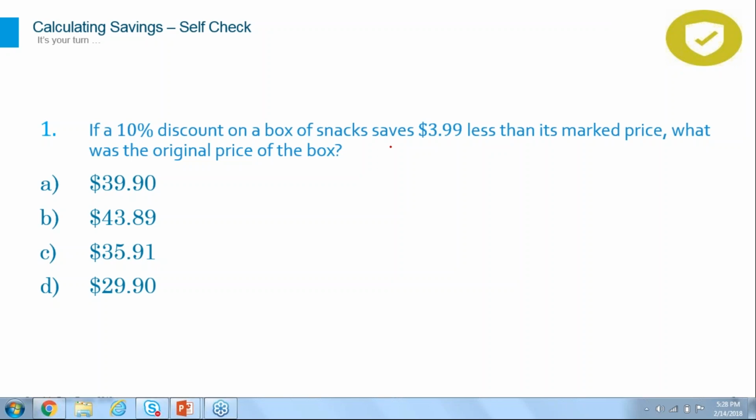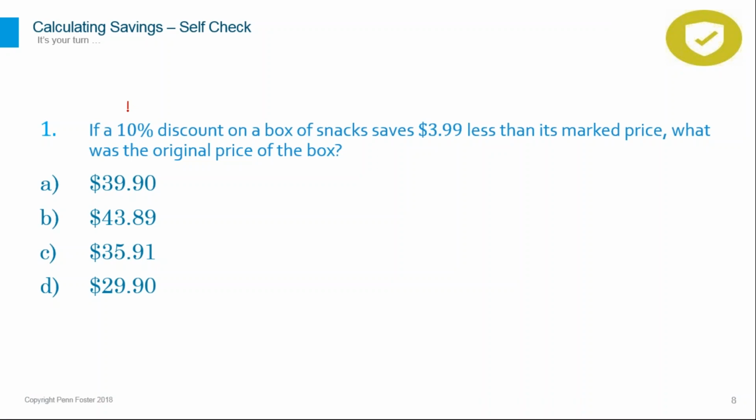Again, the question is 10% discount and the savings is 3.99. So R is the 10% and that would be used as 0.1, not 10. The P is the savings. So I have P and I have R. And of course, it's going to ask me for the B, the base, the original price.